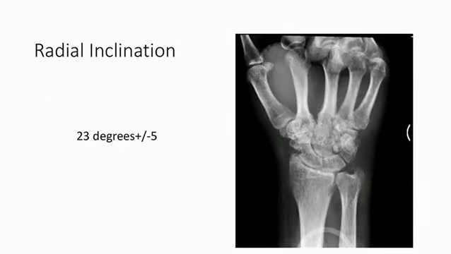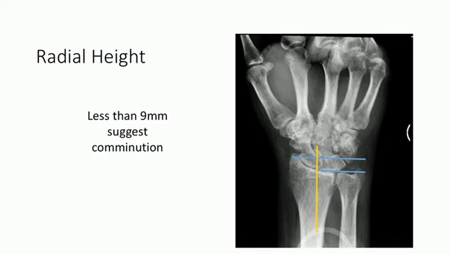But when we look at our radiographs, what are we looking for? Well, we're looking for these relationships again. And on the radius, we see this classic radial inclination, and we're looking for about 23 degrees plus or minus 5. We figure this out by drawing a line down the axis of the radius, then perpendicular to this at the joint line, and a second line that's subtended to the styloid. We also want to look at height, and this is telling us whether or not there's impaction or comminution, looking at the difference between the styloid and the lunate facet. Typically less than 9 millimeters is a sign that there's some problems.